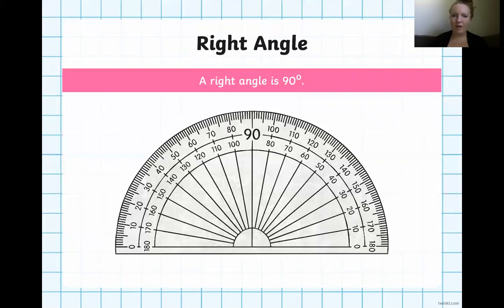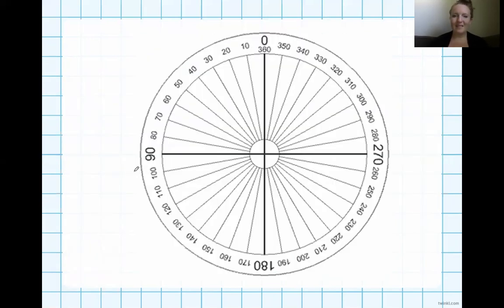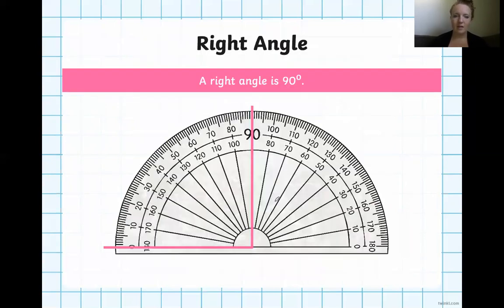Now, we're going to look at first a right angle. A right angle is 90 degrees. What does that mean? Let's look at it in a circle. We know that a whole circle, a whole turn, is 360 degrees. If I went along and went along and went along almost a whole circle, I would know I've done a 360-degree turn.